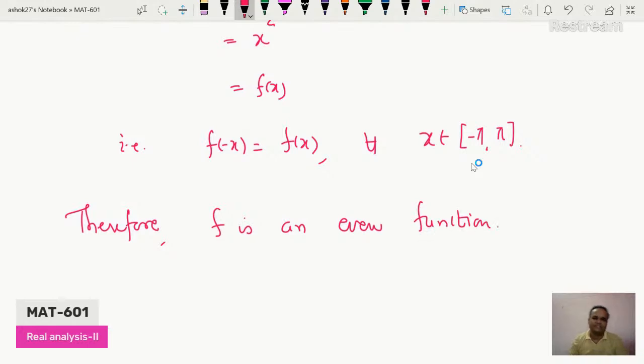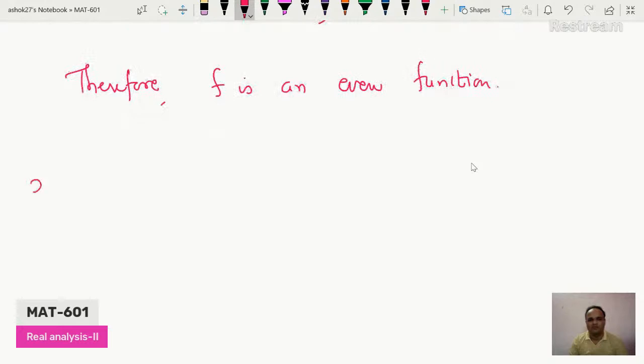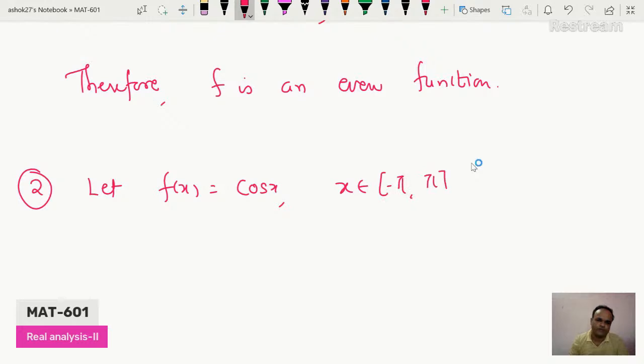So this is one example of an even function. Similarly, you can take another example. Let's suppose I'm taking f(x) equal to cos x, where x belongs to minus pi to pi. Check whether this function is an even function or not.